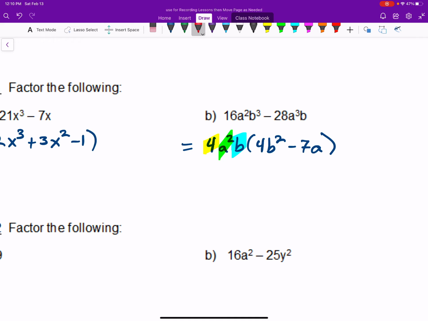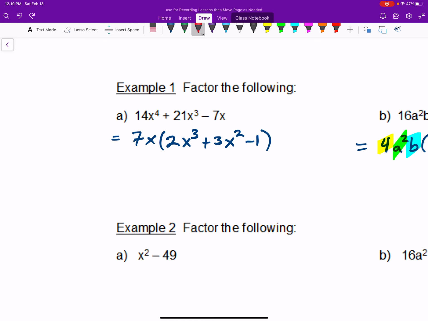And then again, I always check what's inside my brackets to see if there's anything else I can do. And in this case, 4b squared minus 7a, no, it's a kind of a quadratic, but it's not really. I got the two different variables. You just have to recognize that that is all you can do. We're done in this case.